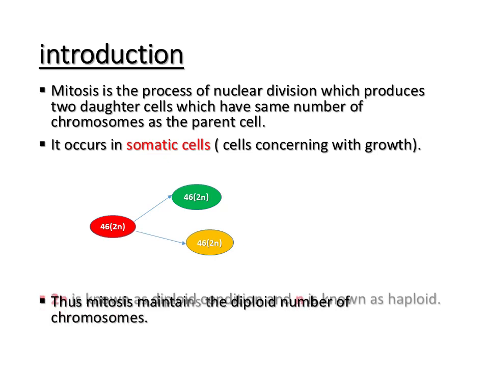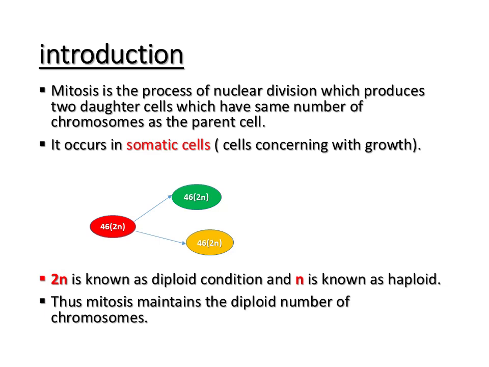But remember that 2n is known as the diploid condition of a cell, while n is known as the haploid condition of a cell. So if you have 46 chromosomes, this is the 2n condition of a cell, but divided by 2 you get 23, this is the haploid condition of a cell. Thus, mitosis maintains the diploid number of chromosomes within the cell.